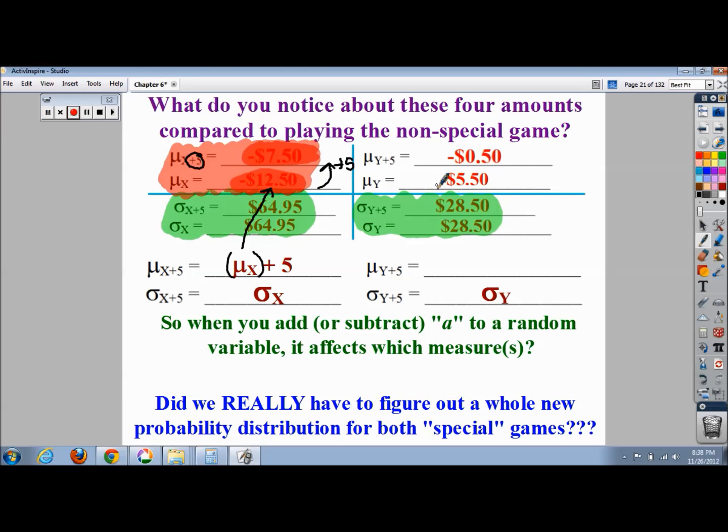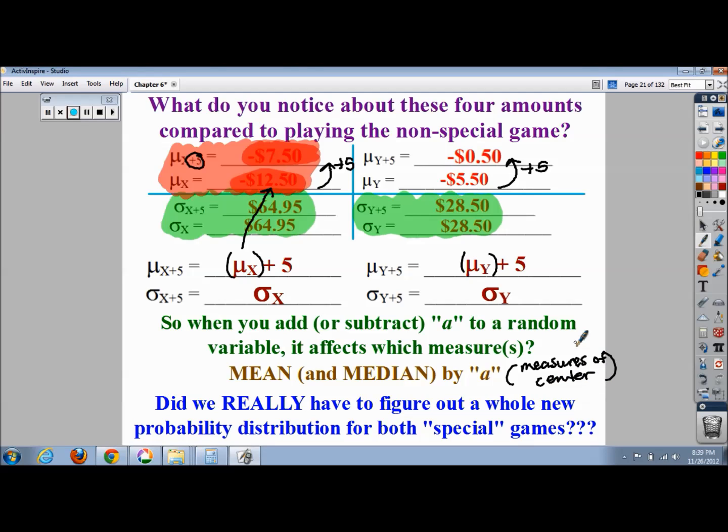Same thing with our Zambo game. If you notice, what's the difference between the old and the new? Well, all we had to do was add 5 to it. So the new mean of our y plus 5 version is really just the old mean of negative $5.50, add the $5 to it. So the only thing that really gets affected here when you add or subtract is the mean and the median, which were our measures of center.